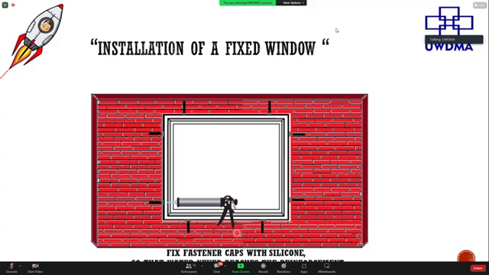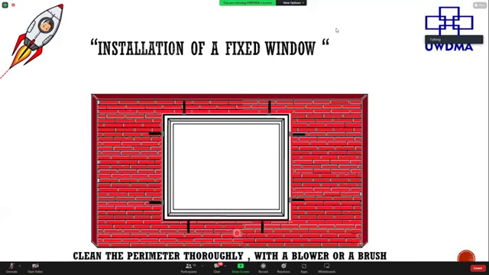So after your fasteners are fixed, you need to fix the fastener caps, and we recommend that you please put silicone before putting the fastener cap, so that the gap seals perfectly. Okay, and there is no chance that the fastener cap will come out, or that even a single drop of water can get into the reinforcement chamber through these fastener holes. Then once it's done, you need to clean the entire perimeter with a blower or a brush, whatever suits you.